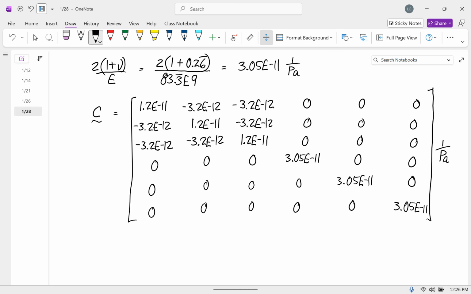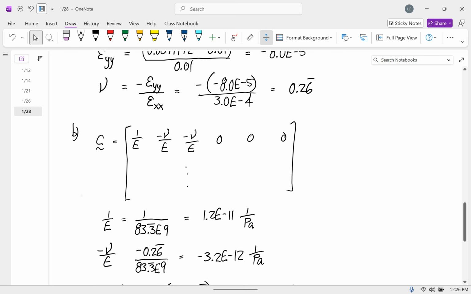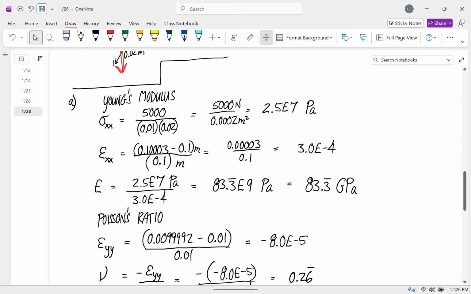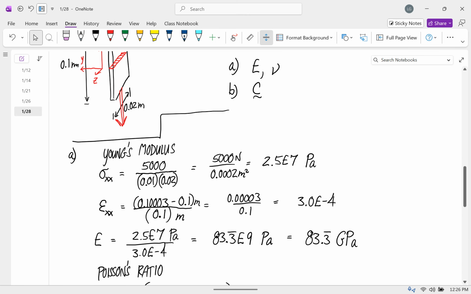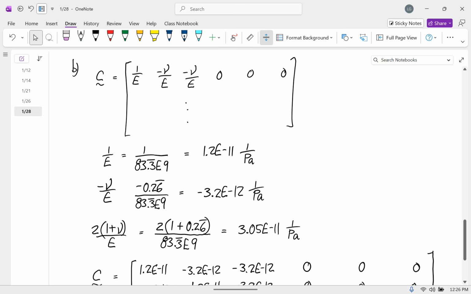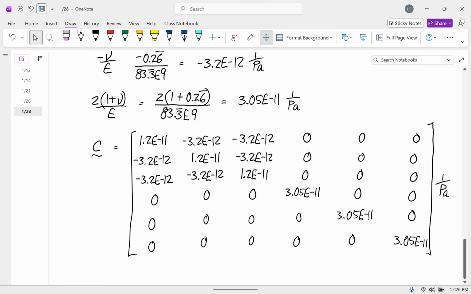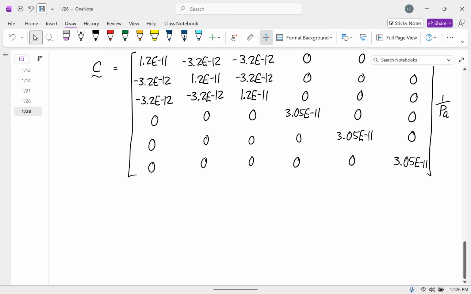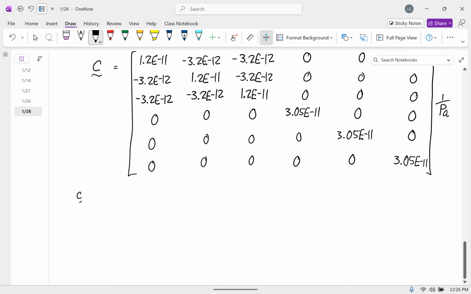Okay, so now we have this thing. We have this material. Maybe we grew this thing as a crystal or whatever. Like we mixed this alloy, and we have this matrix that defines the relationship between deformations and loads. Okay, and now we're going to say the next day.